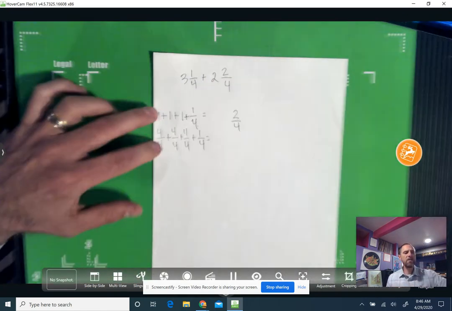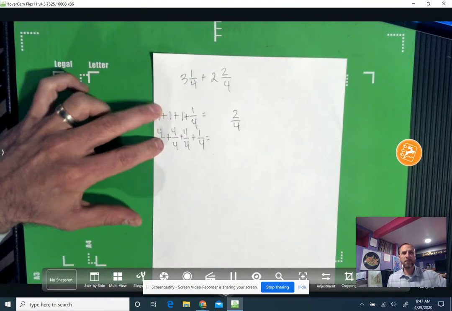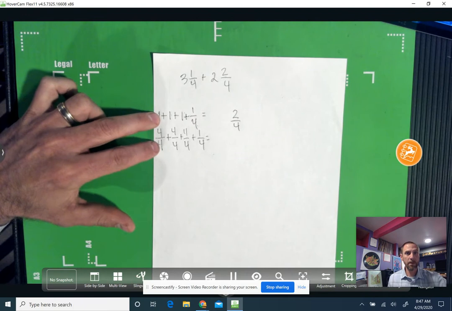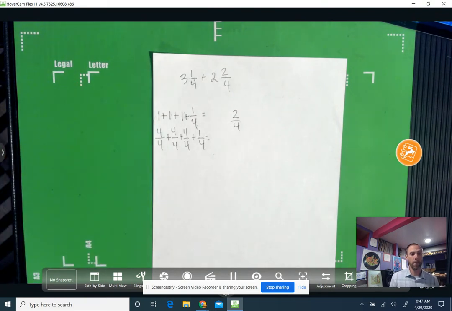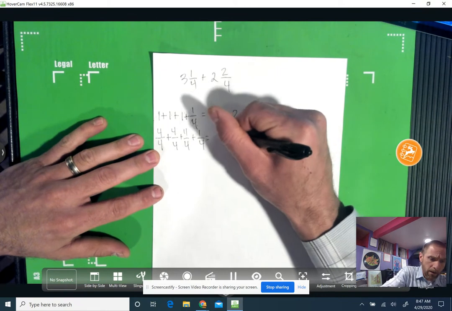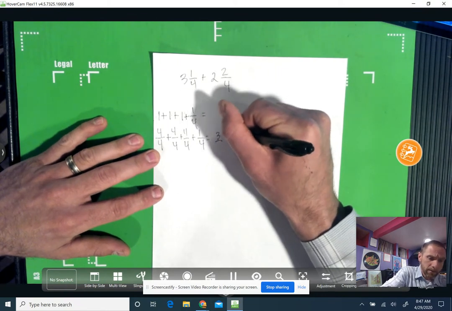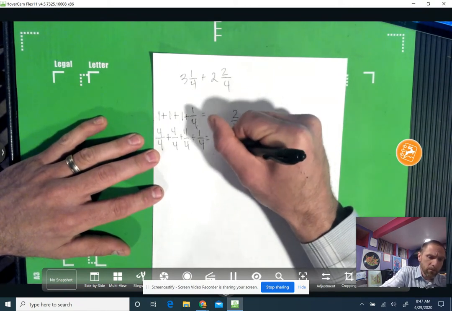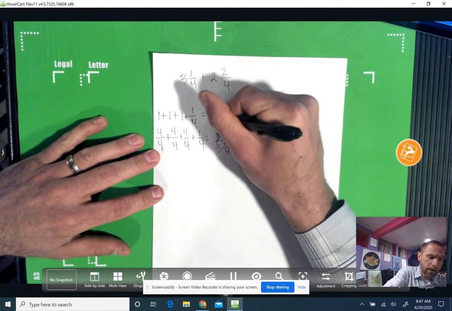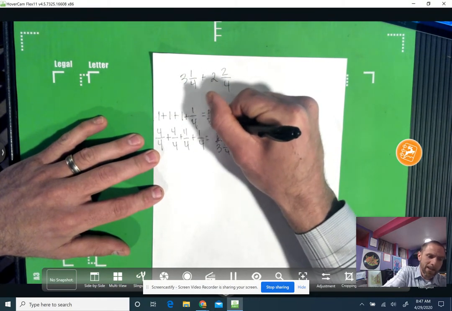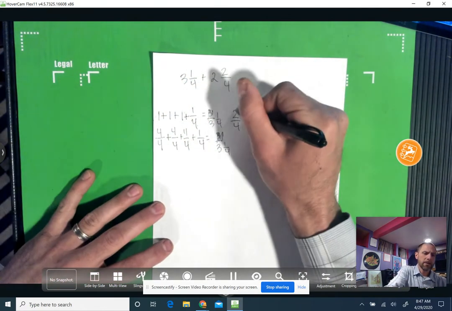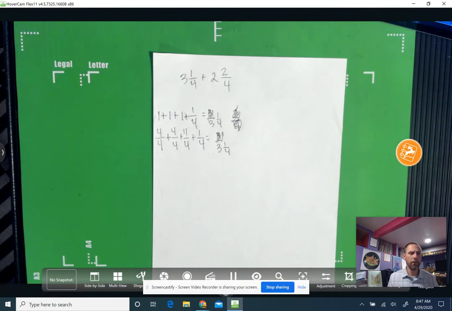These two representations mean the same exact thing. They are simply represented differently. So this equals our 3 1/4. This also equals our 3 1/4.